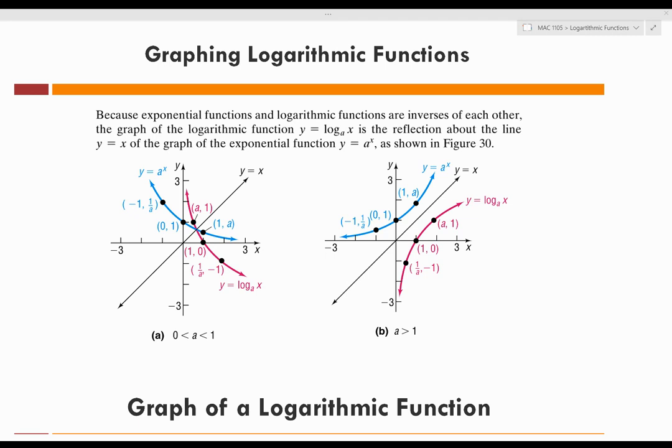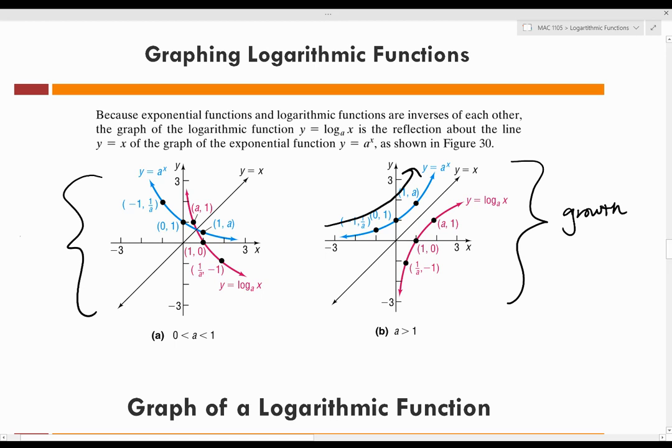Remember, we had two types of exponential functions. We had a growth model and we also had a decay model. This one on the right would be our growth, because growth means that it's increasing from left to right. And on the left-hand side, this would be our decay exponential function, because it is decreasing from left to right.